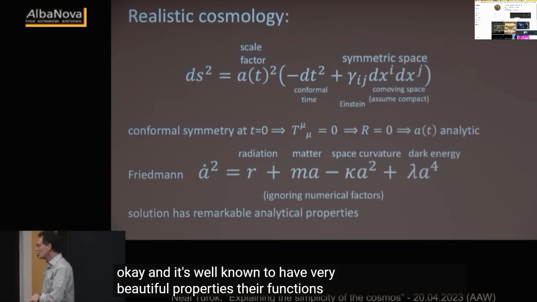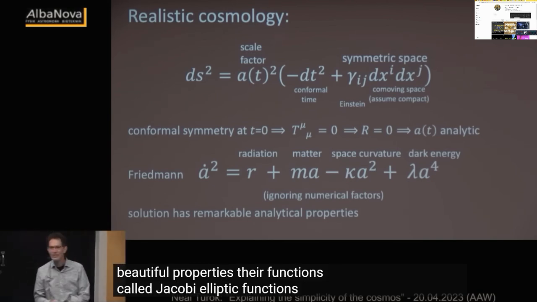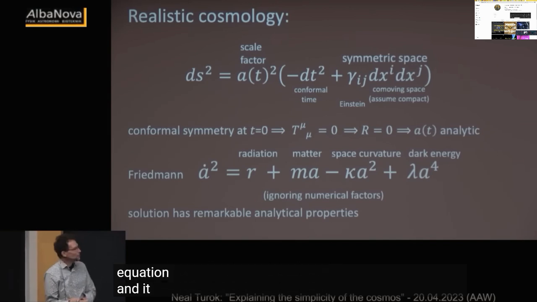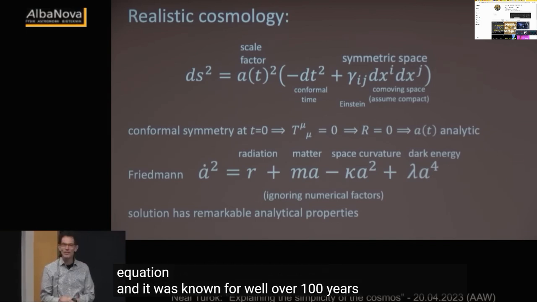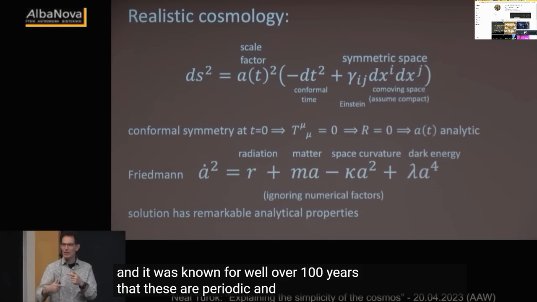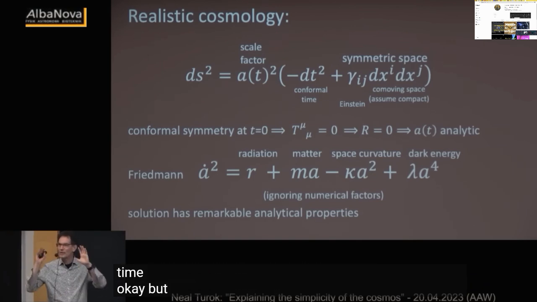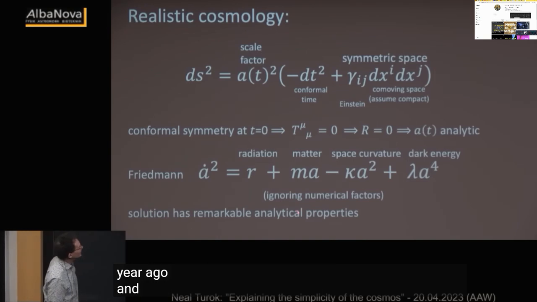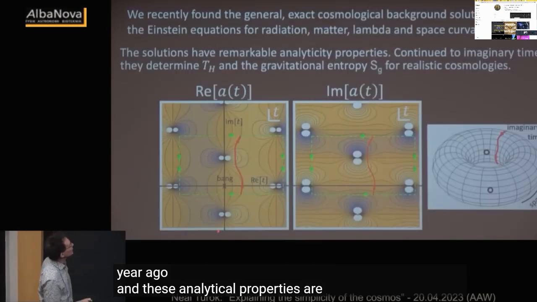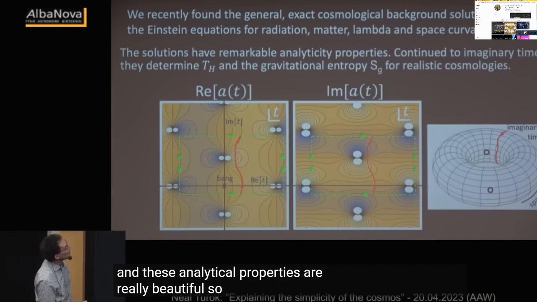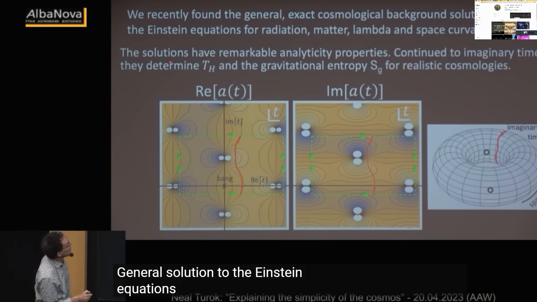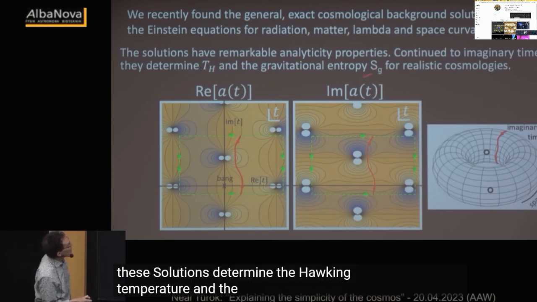There are functions called Jacobi elliptic functions, which are the general solution of such an equation. And it was known for well over 100 years that these are periodic in imaginary time. Okay, but this was overlooked until a year ago. These analytical properties are really beautiful. So we found the exact general solution to the Einstein equations. These solutions determine the Hawking temperature and the gravitational entropy.